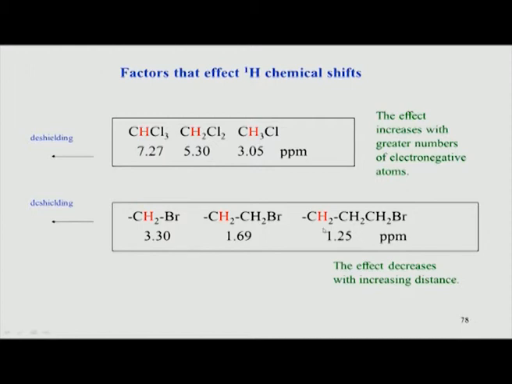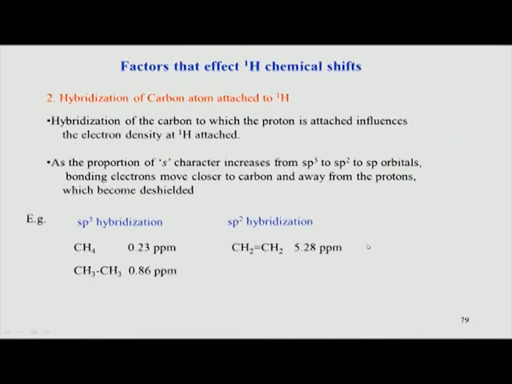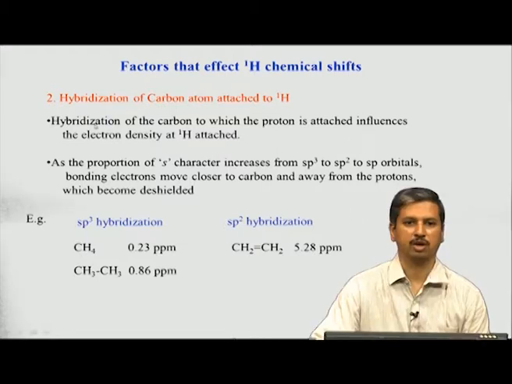So, remember in the previous slide we saw that methane has the most upfield shift in the CH4, that is 0.23 ppm. So, that is what is shown here, that the effect decreases. That effect means the electronegative or de-shielding effect of the electronegative atom decreases with increasing distance from hydrogen. So, we look at the second effect, which is very important in NMR spectroscopy, and that is called the hybridization.